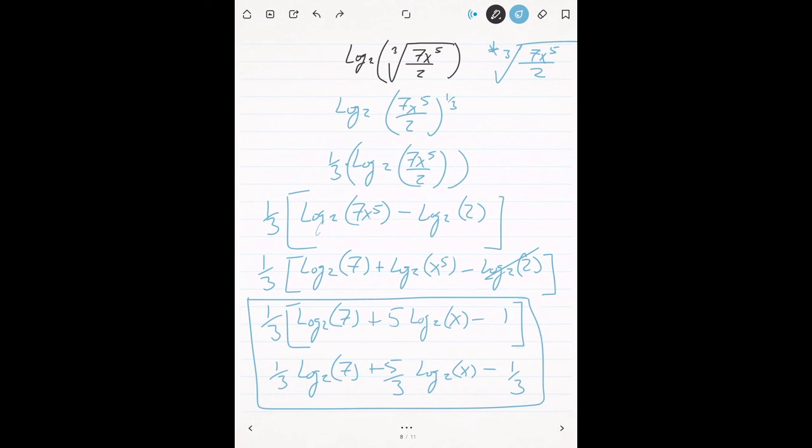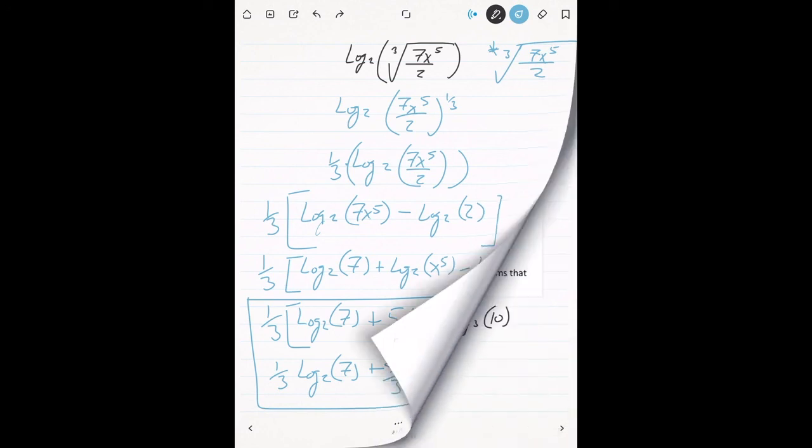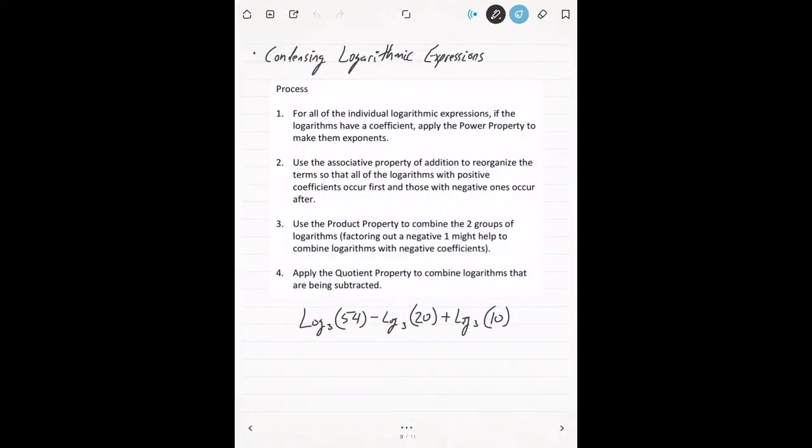What I'd like us to do is apply these ideas to now work in reverse. Now what we're going to want to do is take all of those properties that we've just gone over, but this time condense an expanded form down into a single logarithmic expression.